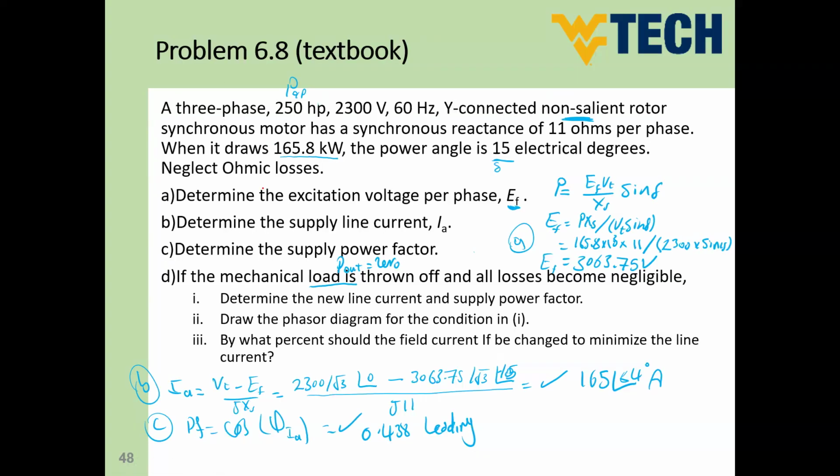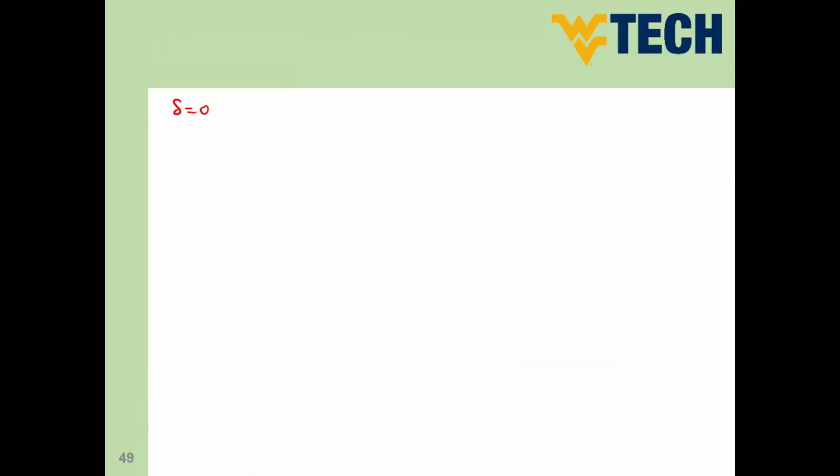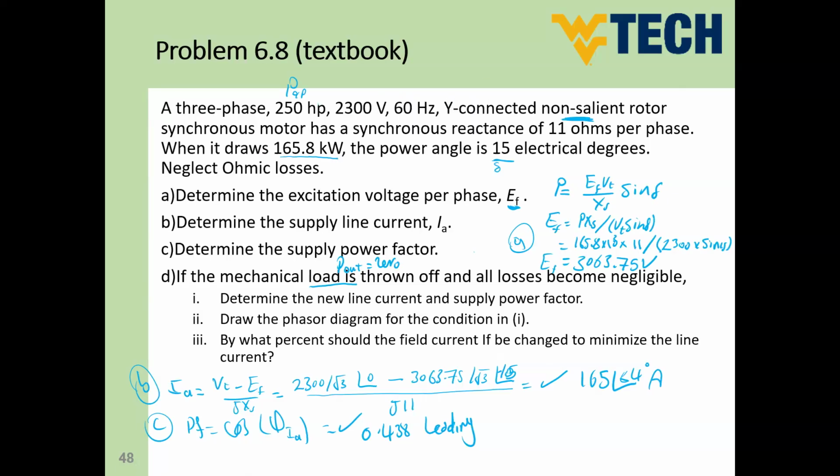And we have the value of the excitation volt, which is 3063.75, and this is line. So we have EF line 3063.75 volt, and we have the V terminal equals 2300 volt. Now, what we need to calculate is to determine the line current and the supply power factor.